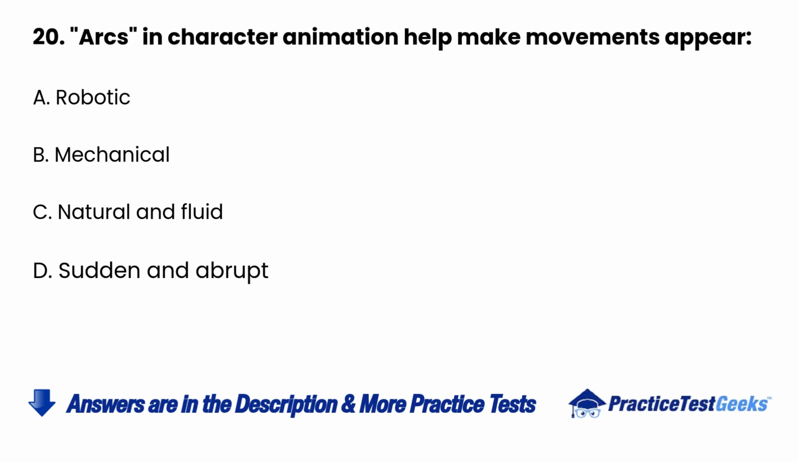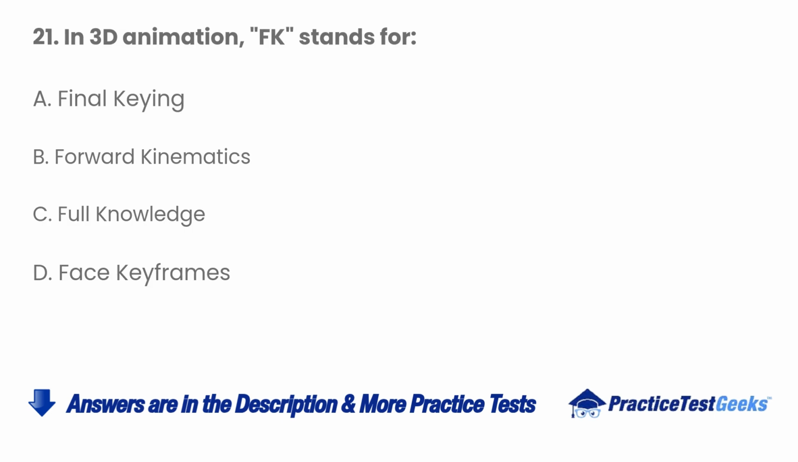20. Arcs in character animation help make movements appear A. Robotic. B. Mechanical. C. Natural and fluid. D. Sudden and abrupt.